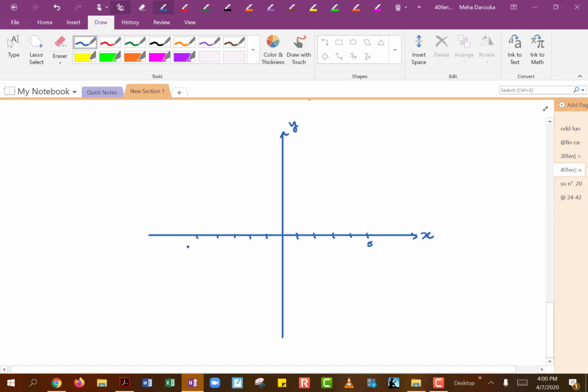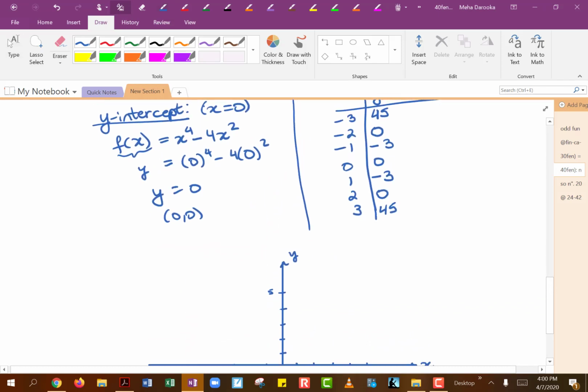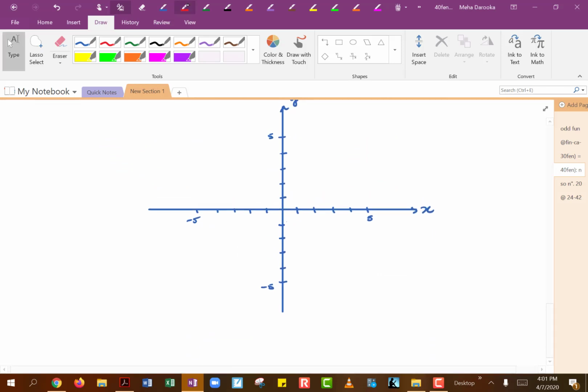Okay, so +5, -5. Now here's what's going to happen: unfortunately, of course, we will not be able to get the number 45 on our y-axis here, but at least it gives you an idea of where your point is headed. So let's do 1, 2, 3, 4, 5, and 1, 2, 3, 4, 5. Okay, and then we'll use these points to help us graph our function.